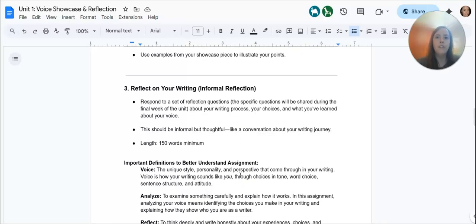And then the third part of this is a reflection, and that reflection, remember, is specifically responding to those questions that I shared this week. Now that your final is due, you can find them in the LMS in the book section. It says something like reflection questions for Unit 1. If you can't find them, let me know. I'll point you in the right direction.